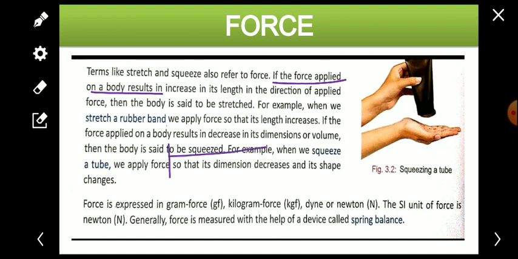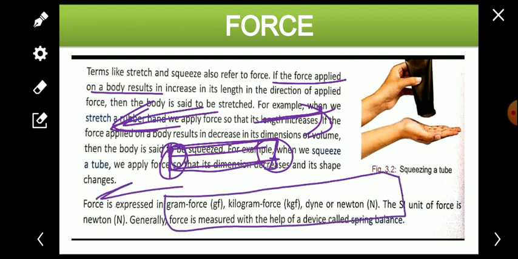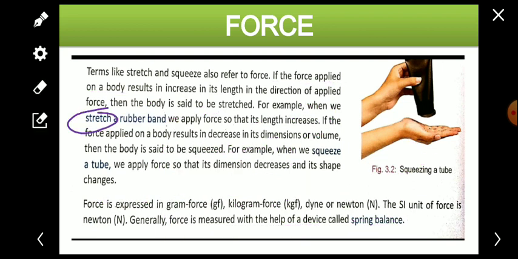Suppose this is a rubber band. If you apply force in this direction and in this direction, you hold from here and try to move your hand in the other direction, what will happen? The length of the rubber band will increase. Why? Because of the force applied on it. So if because of the force applied the length of the object increases, then it is said that the object has been stretched. It means we will say that the rubber band has been stretched. Understood? So the example is the same, that when we stretch a rubber band, we apply force so that its length increases.